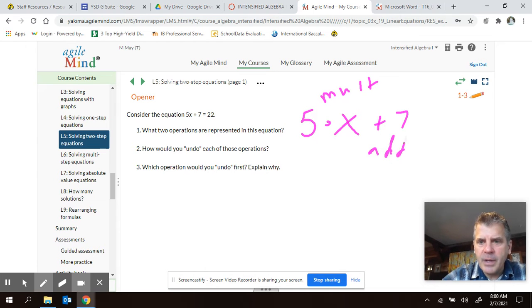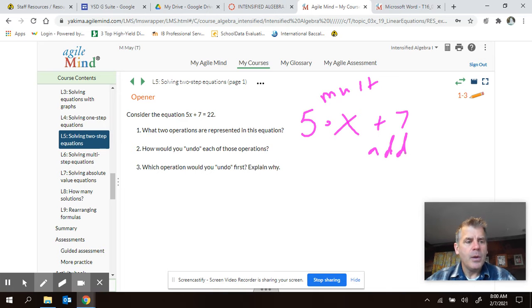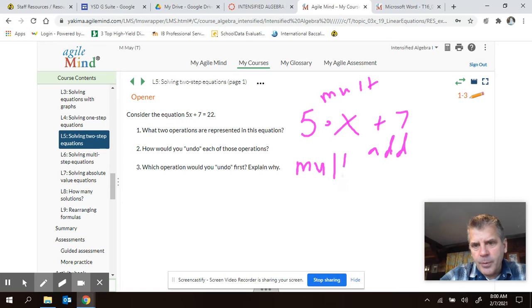This is important to point out because that whole idea of undoing that we did in the past is going to be important. When we have multiplication, what is the undoing of that multiplication? And when we have addition, what is the undoing of addition? Okay, so multiplication and addition there. And then how would you undo each of these operations? Obviously, multiplication is undone by division.